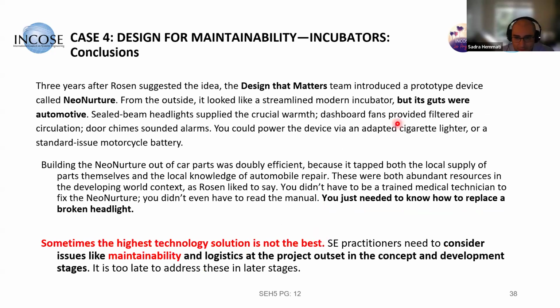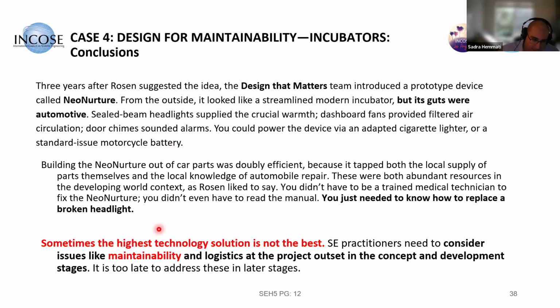Yeah, the sealed beam headlights supplied the crucial warmth. Dashboard fans provided filtered air circulation. Door chimes sounded alarms. You could power the device via an adapted cigarette lighter or a standard-issue motorcycle battery. So they made it much easier to maintain and to replace broken parts, I mean, to fix issues.